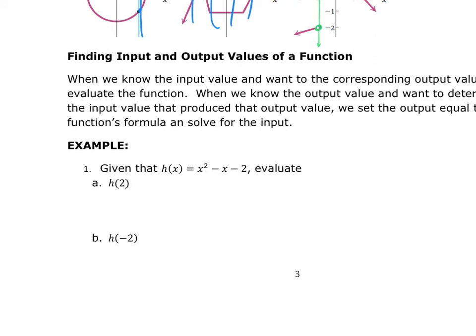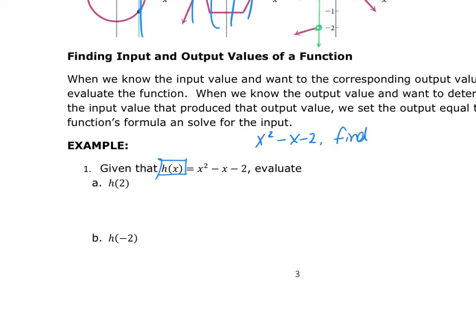So then, if I'm asked to evaluate, one of the ways that I can be asked to evaluate is using function notation. So if I know this is a function, then I can just put that value in and evaluate it. What you would have seen prior to function notation is something like x squared minus x minus 2.